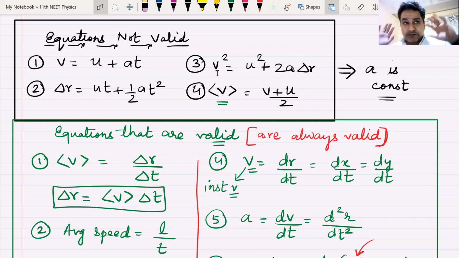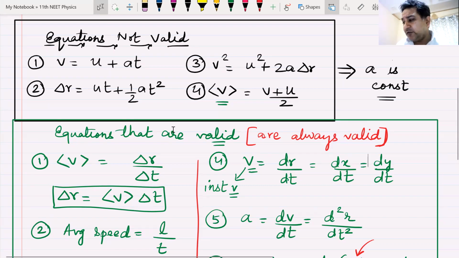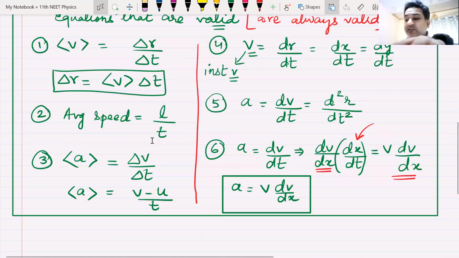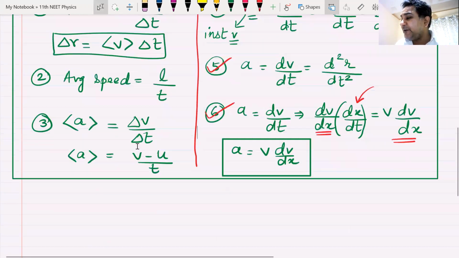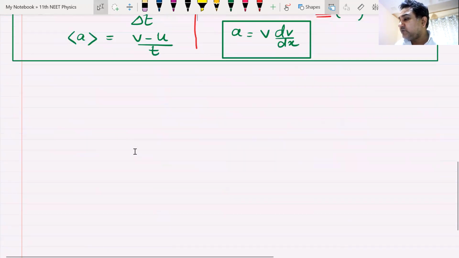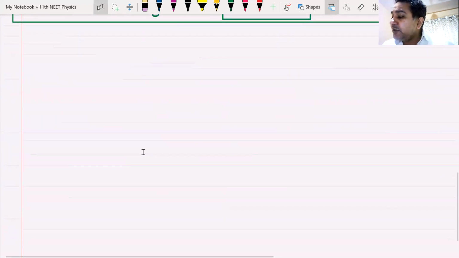Okay. Black equations are only valid when acceleration is constant. Green equations are valid always. Now, let us look at this green equation and let us concentrate on equation number 4, 5, and 6, and let us try to write these equations in a different fashion. Let us dwell more into it and let us write equation number 4.